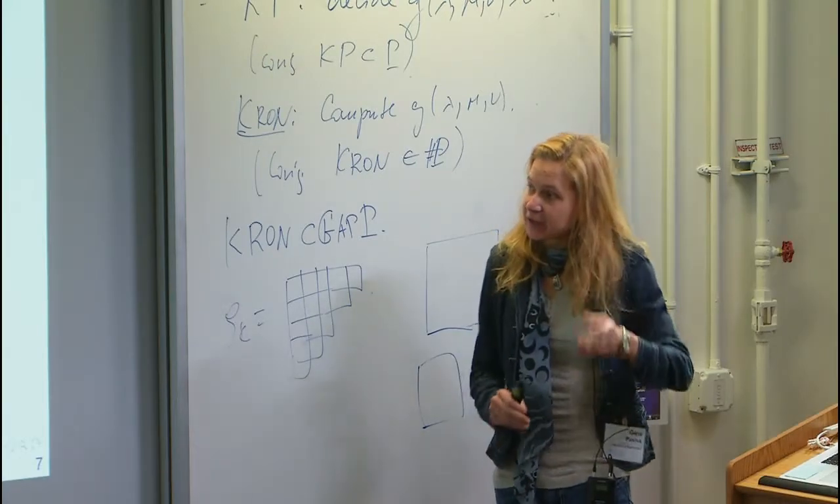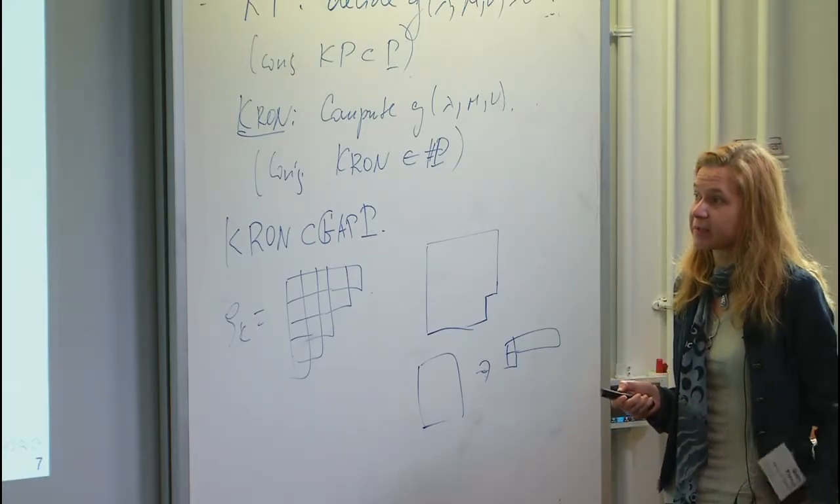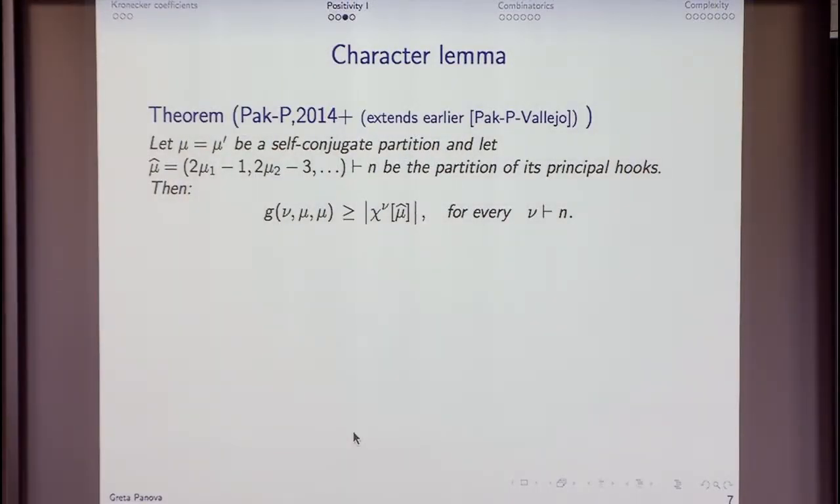Okay, so let me say a little bit how we go about proving whatever we proved. Here is a statement which lets us compare the Kronecker coefficient to the absolute value of a particular character. This is just the character of the corresponding representation of the symmetric group. What turns out is that if you have a self-conjugate partition mu and you take g(nu, mu, mu), the multiplicity of nu in the tensor square of mu, it's greater than or equal to the absolute value of the character of this same nu, evaluated at the principal hooks of our self-conjugate partition. That's all. And the way this proof works is that we reduce to representations of the alternating group.